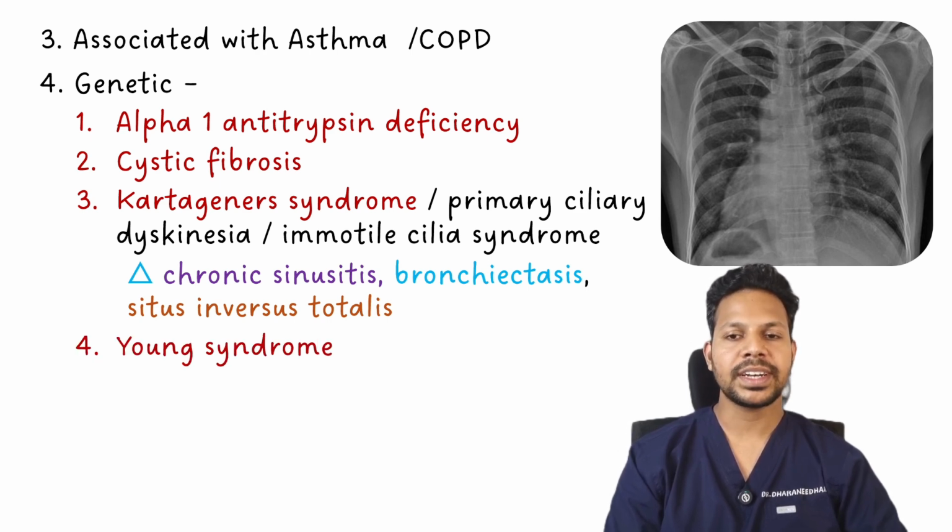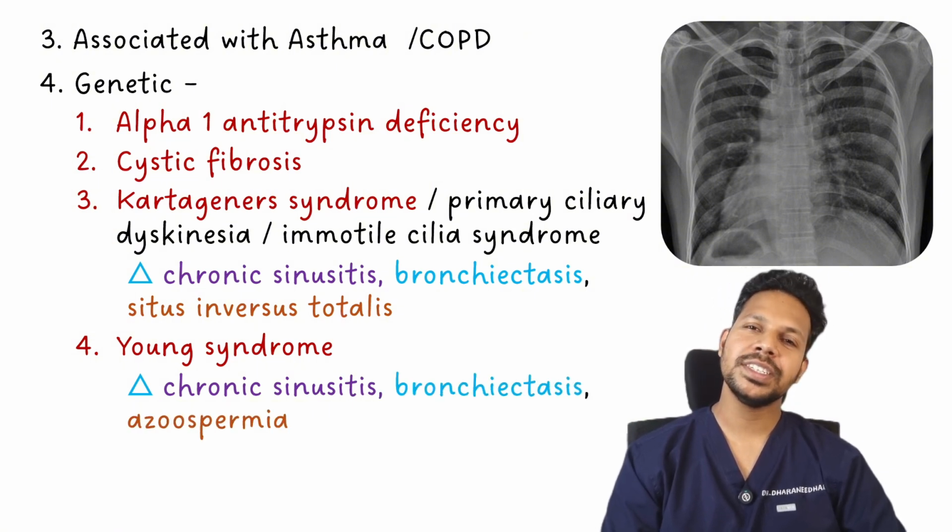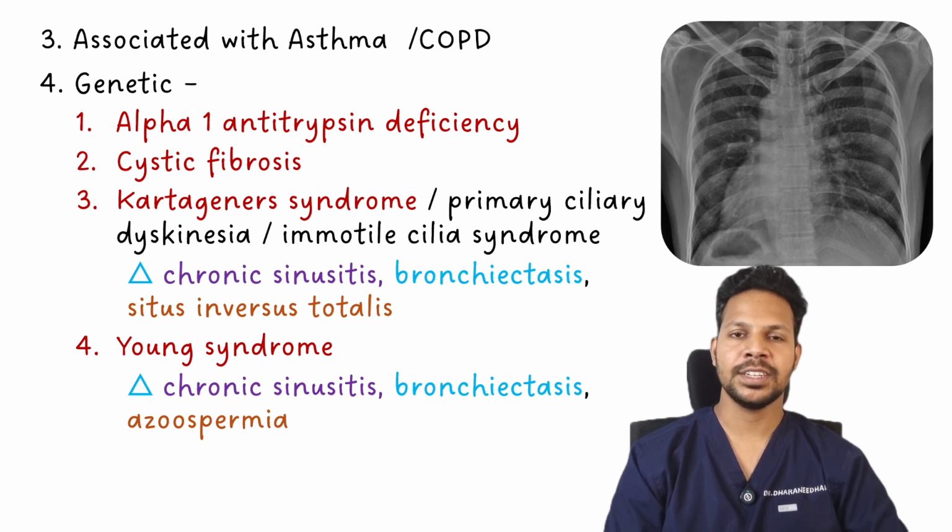Young syndrome is a triad of chronic sinusitis, bronchiectasis, and azoospermia. Remember, even though he is young, he is not useful because he is having azoospermia. You can remember in that manner.